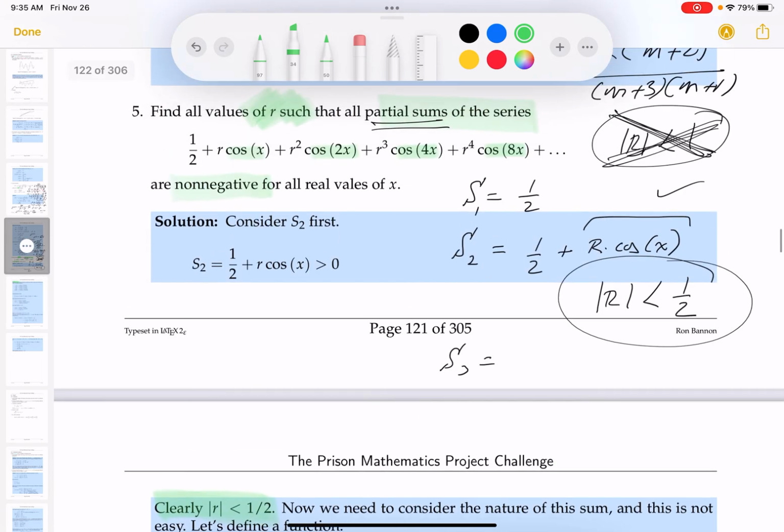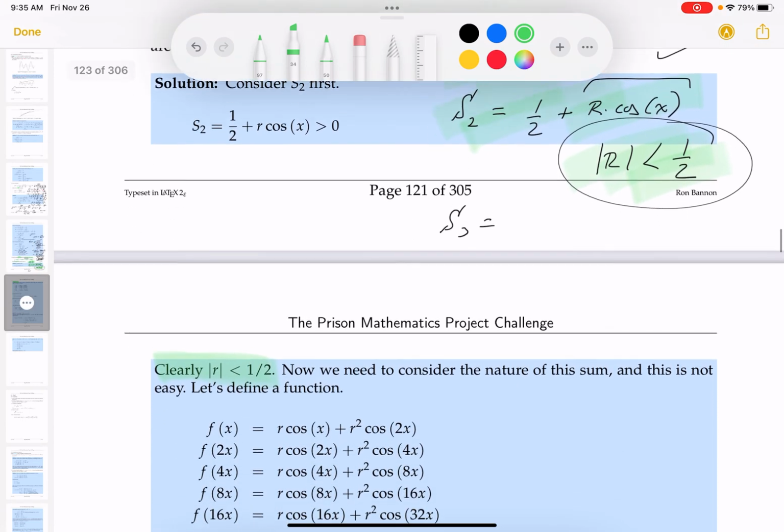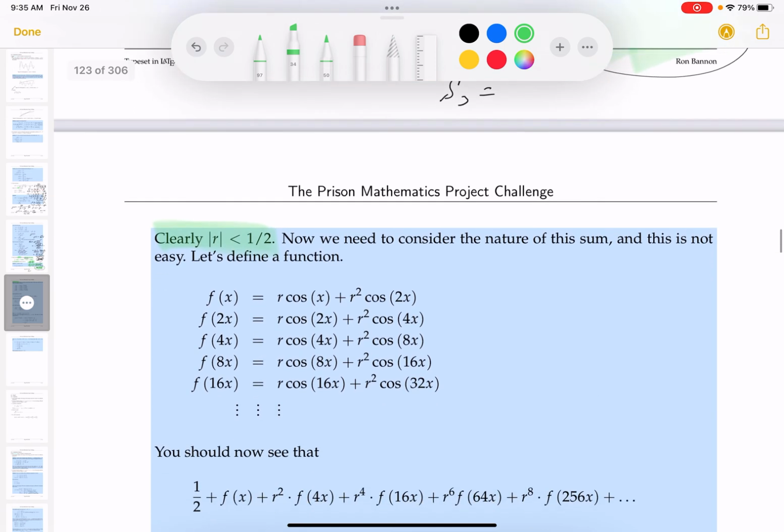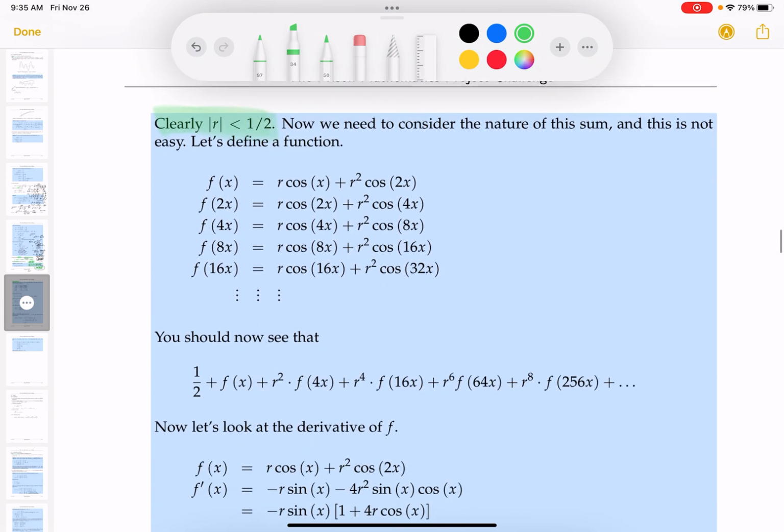All right, what I mean by this: S1, I did S2, that the r would have to be that number over there. Because again, cosine could be -1. So the absolute value of r has got to be less than 1/2. All right? Got to be. All right? Let's keep going. Let's keep looking at it.